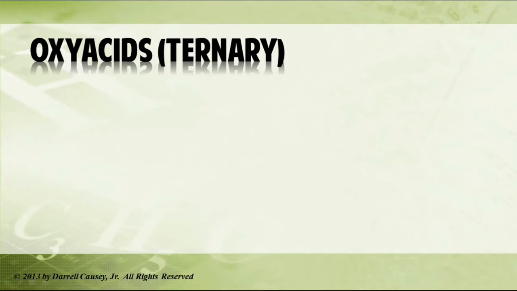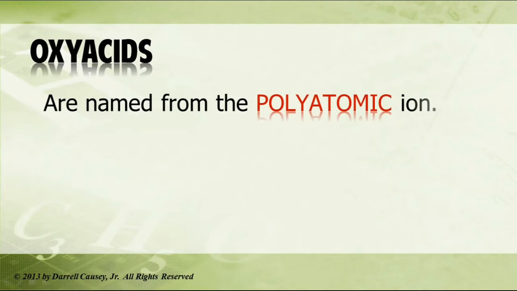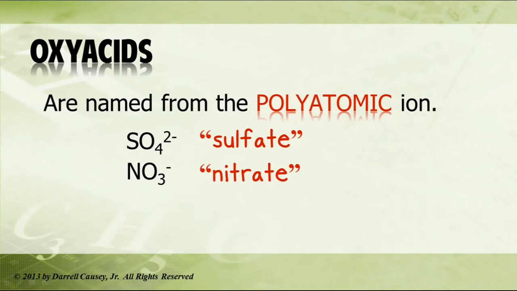Now, let's look at oxyacids, or what was known at one time as ternary acids. Aqueous solutions of compounds contain hydrogen, oxygen, and a third element. And here's an example, H2SO4, and the third element is sulfur. Okay, oxyacids are named from the polyatomic ion. So, in SO4, we'd use sulfate. In NO3, we'd use nitrate.